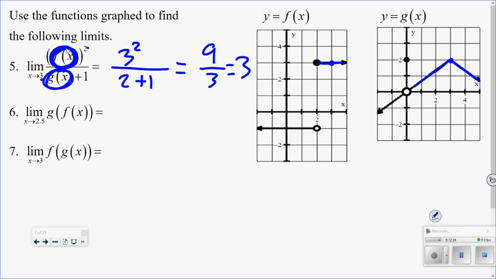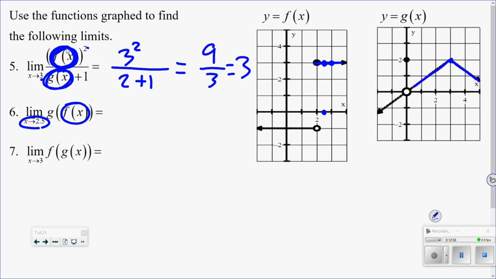6 is tricky because now we have the composition of functions. So what I'm going to start with is just kind of like we did up above, I'm going to ignore the outside part g. I'm just going to focus on f. So as x gets closer to 2.5 down there, what does f of x get closer to? So let's go to 2.5. Well, 2.5 is somewhere in here, right? So somewhere right up there. So as I get closer to 2.5 from either side, my y-coordinate is getting closer to 3.